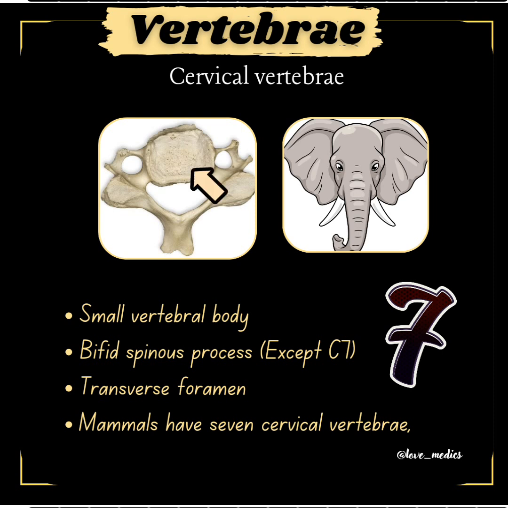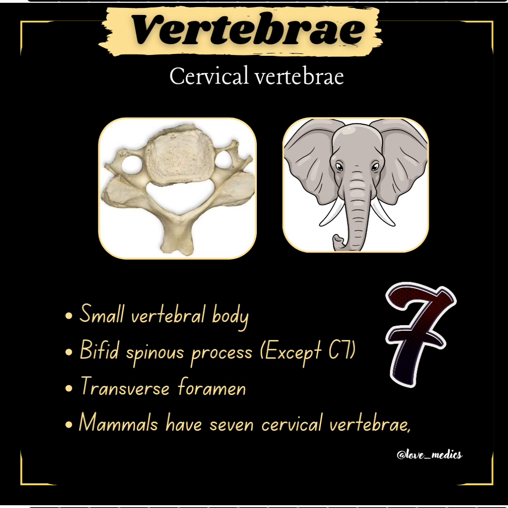Small vertebral body, bifid spinous process except in cervical 7. The transverse process has an opening. That opening is called transverse foramen. Foramen means opening. So it is present in the transverse process, right? So it is called transverse foramen. This is how you can identify the cervical vertebrae. In mammals, 7 cervical vertebrae are there.